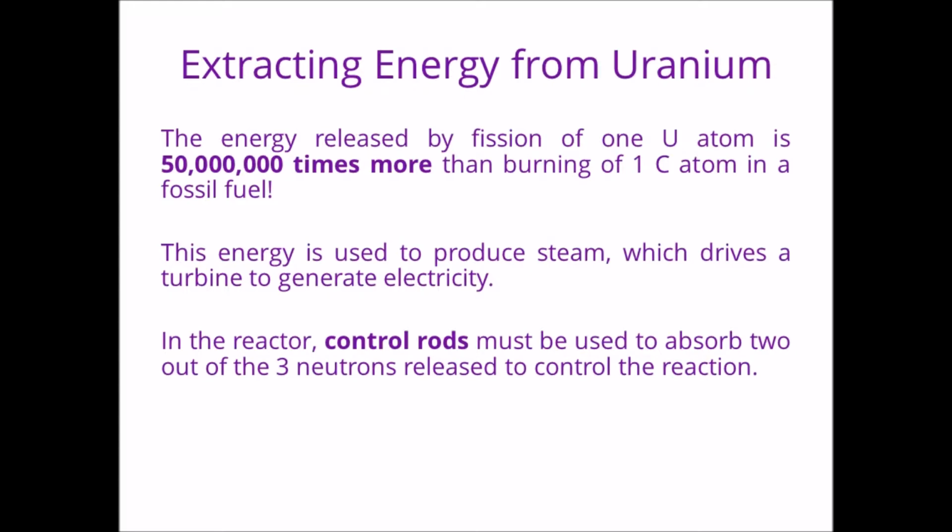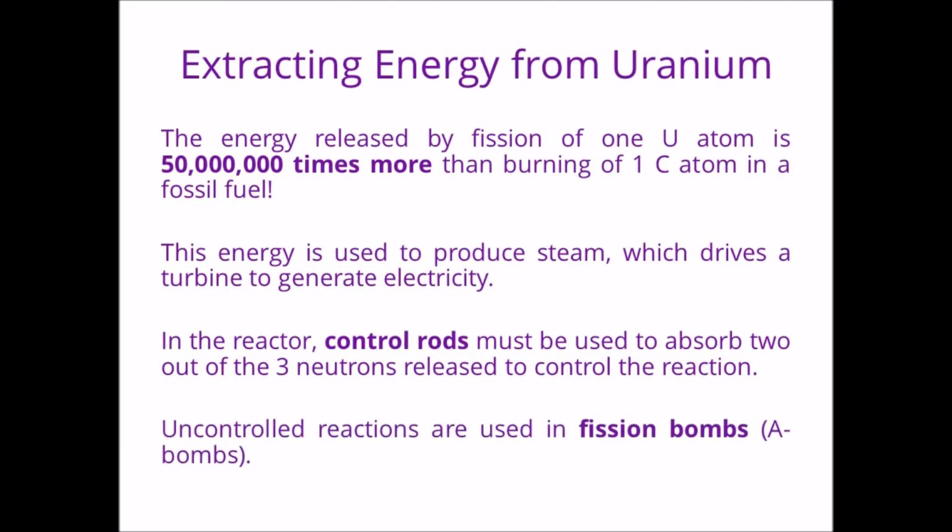A few other things to note. In a nuclear reactor, we must use control rods. As 3 neutrons are released, we need to absorb 2 of them. If we don't, all 3 neutrons may go on to cause a fission and the reaction will run away. This is what we would call an uncontrolled reaction, and this is what occurs in fission bombs, otherwise known as A-bombs or atom bombs, when they're detonated, as all the energy is released very quickly, leading to an explosion from the thermal shockwaves generated by the enormous heat produced. Control rods typically used in power stations are made of boron, which is an excellent neutron absorber.